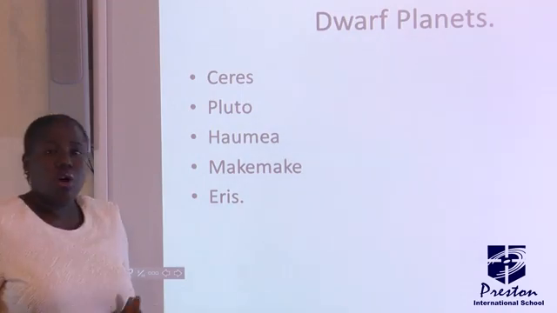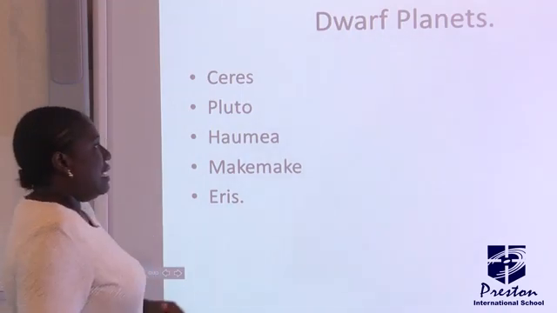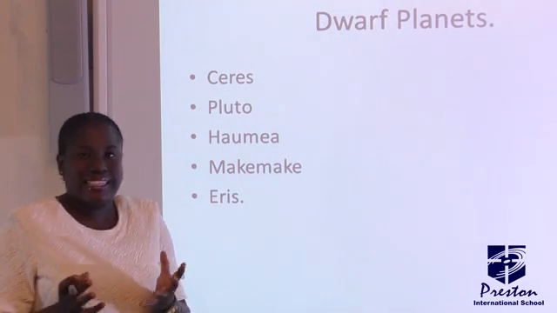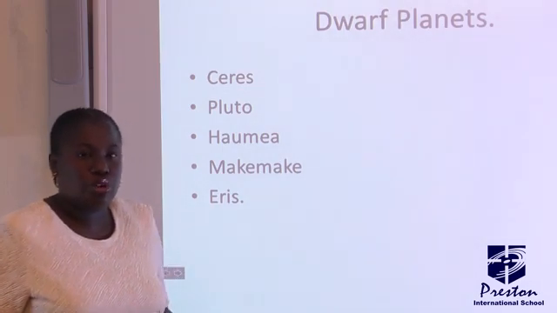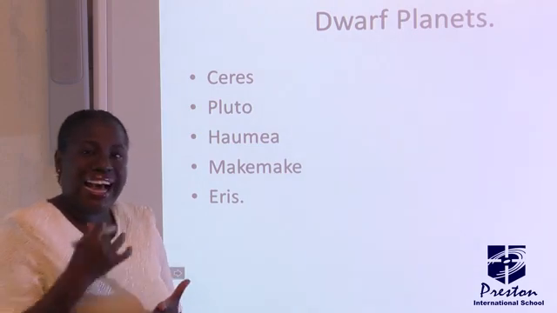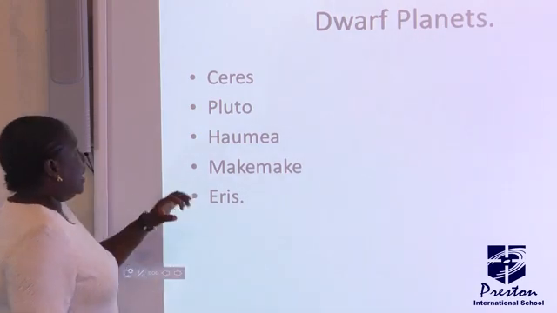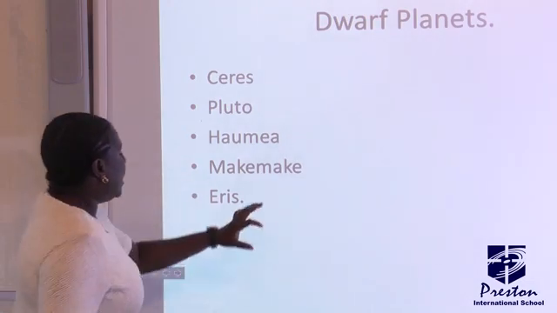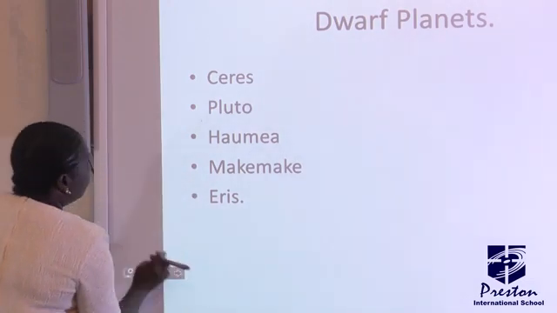Now we have what is called the dwarf planets. Now this dwarf planet should be a planet, but the size is not big enough. So because of that, they are not considered as a full planet. And there we have Ceres, we have Pluto, Human, Mercury, and Eris.